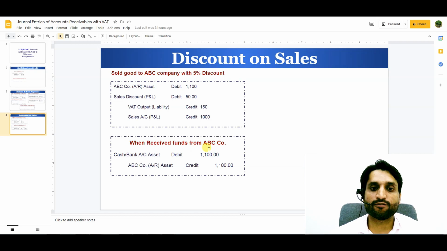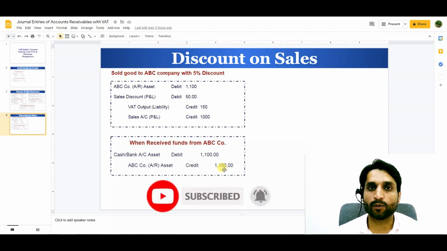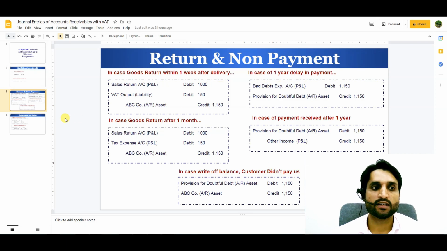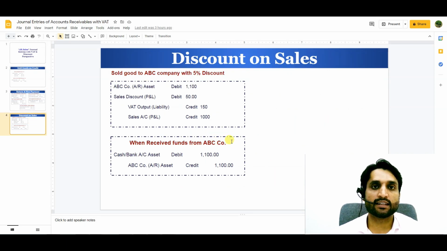Now when receiving funds from ABC company, cash or bank account will be debit and ABC company account receivable will be credit. In case of non-payment, in case of default, in case of making bad debts, all entries will be the same as per this scenario. Discount doesn't matter, either the goods are returned, or the bad debts happen, discount doesn't matter in any case. If the goods return, the discount will be made as reversal. So this is the concept of discounts and VAT in account receivable and sale process. I hope guys you understand this concept.